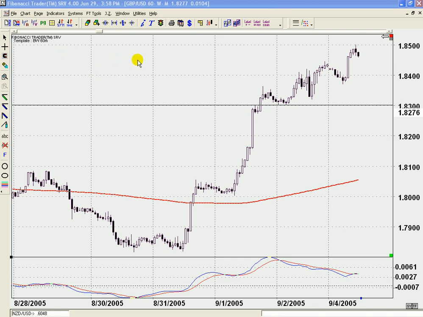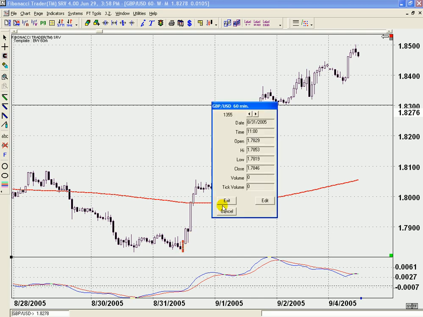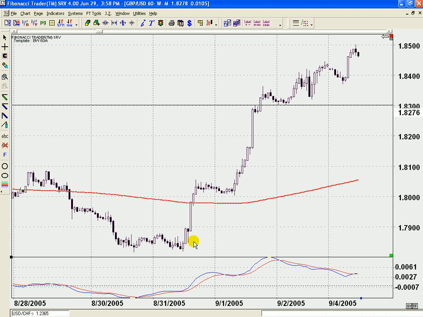Looking at a British pound US dollar 60-minute chart. Prices rallied off this low, this double bottom low, this technical double bottom low that you all know about. 87.20, a natural level to bounce.